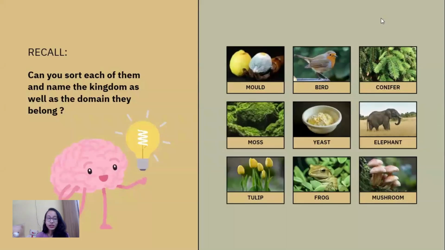Can you sort each of them and name the kingdoms as well as the domain to which they belong? Observe the pictures very carefully and classify one by one. Can we move to the next slide?